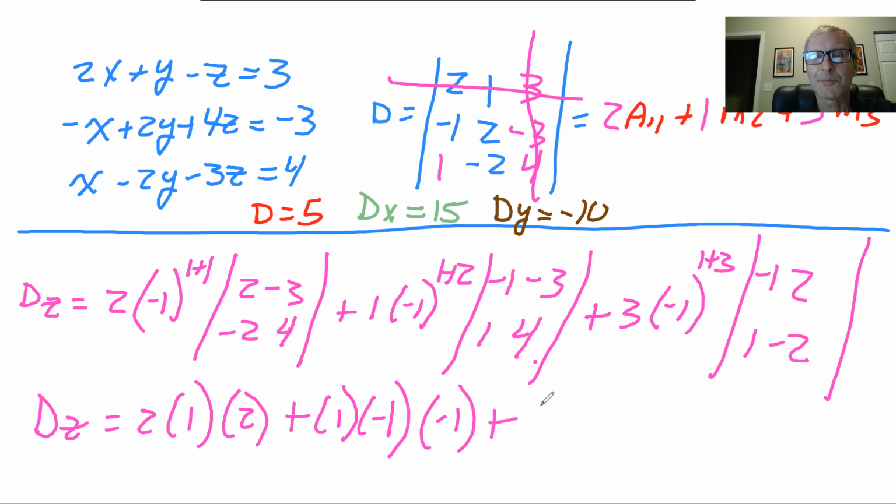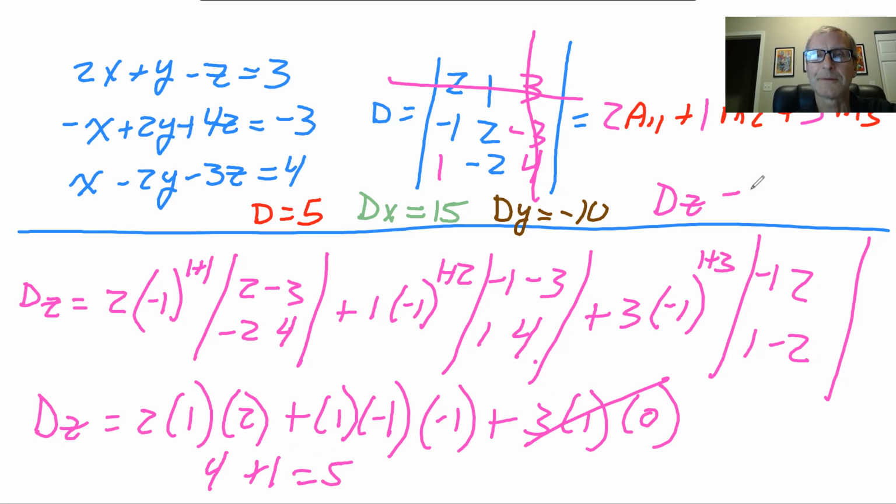And then the last one would be 3 times 1. And this looks like this is +2 and -2. So this determinant here would be 0. So this goes away. And it looks like we end up with 4 plus 1. And so dz would equal 5.